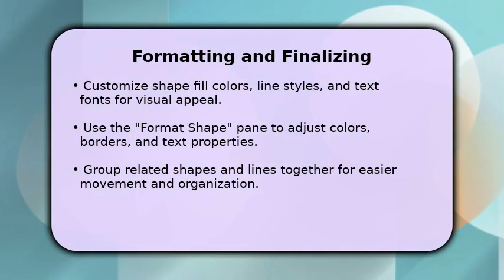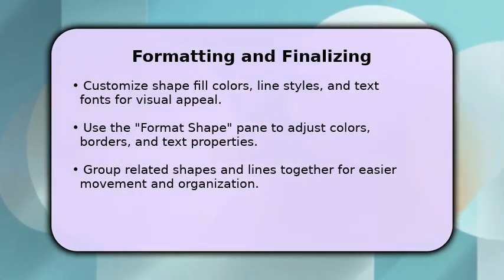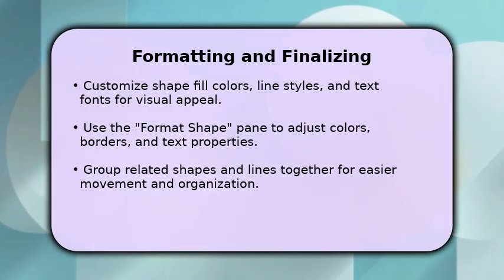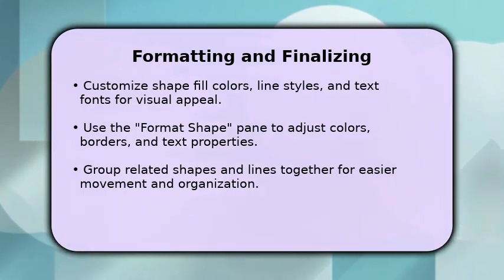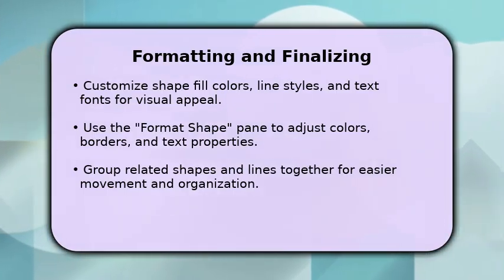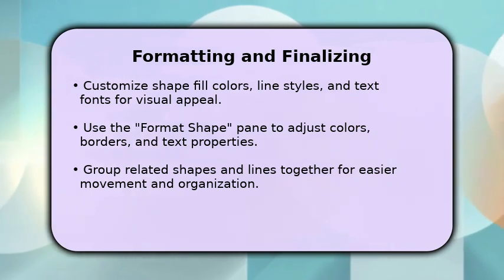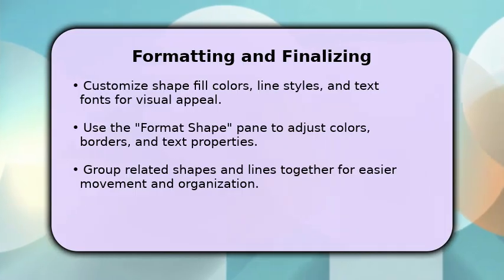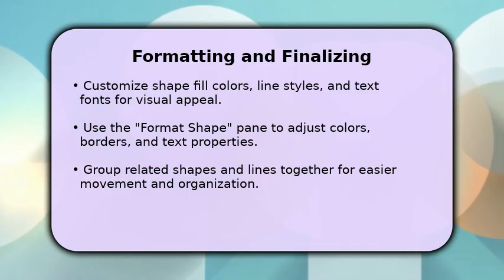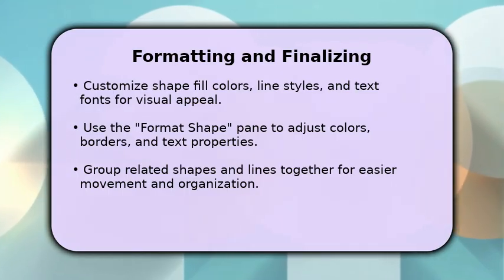To make your concept map visually engaging and easy to follow, spend some time on formatting. You can change shape colors, line thickness, and text fonts using the Format Shape pane. Consider grouping related shapes and their connecting lines together. Select multiple elements by holding down the Control key, then right-click and choose Group.